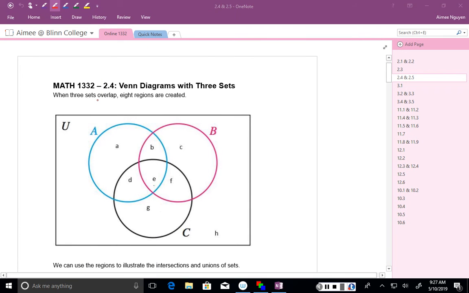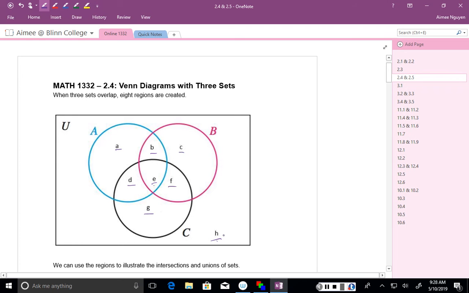Hello, so today we will continue with Chapter 2, and we'll look at Section 2.4. We're going to talk about Venn diagrams with three sets. So when we have three sets that overlap, there are 8 different regions that are created. When you look here, I have them labeled with the lowercase a, b, c, d, e, f, g, and h. So those are the 8 different regions that we're going to talk about.